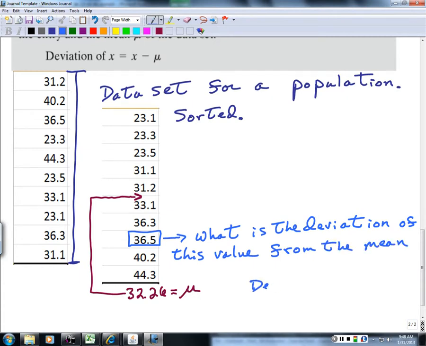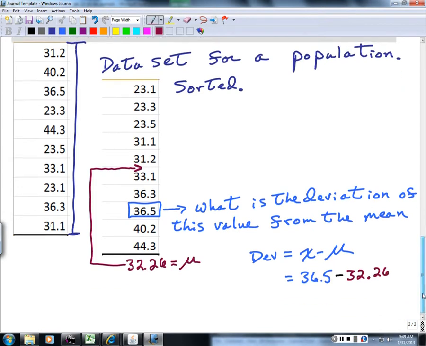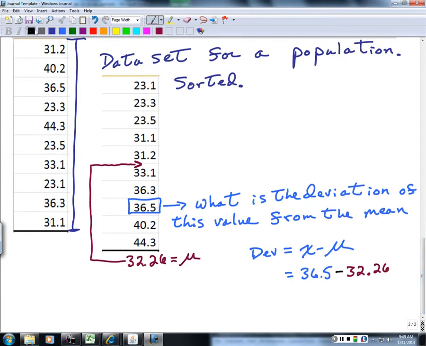And the deviation is simply equal to x minus mu, and in this case, x is the 36.5, and we're going to subtract from that mu, which is 32.26. And that's going to give me, I don't know, that's going to be 4.24, right? Somebody double check my math. Okay. So that's the deviation.